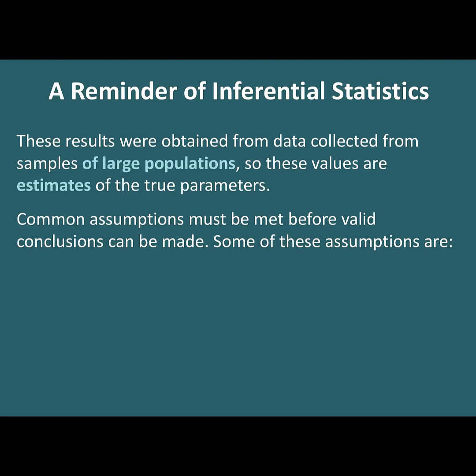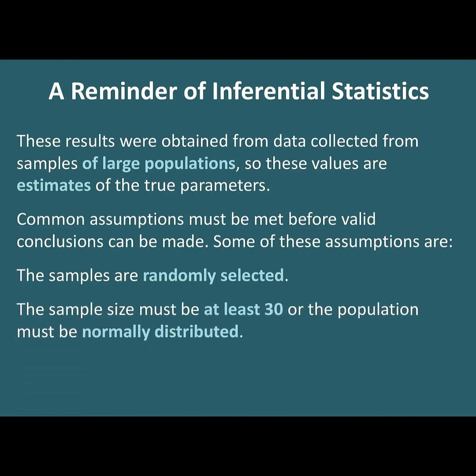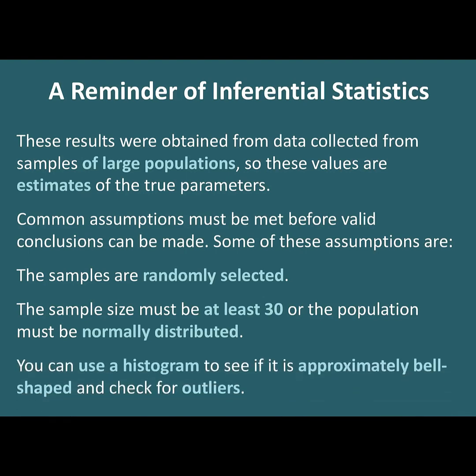Common assumptions must be met before valid conclusions can be made. Some of these assumptions are: the samples are randomly selected. The sample size must be at least 30 or the population must be normally distributed. You can use a histogram to see if it's approximately bell-shaped and check for outliers.